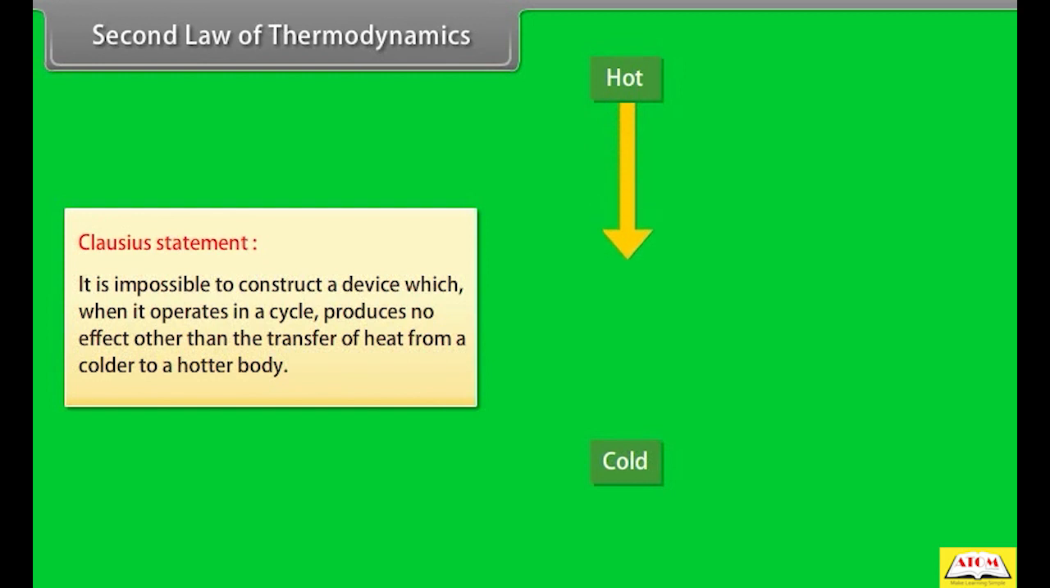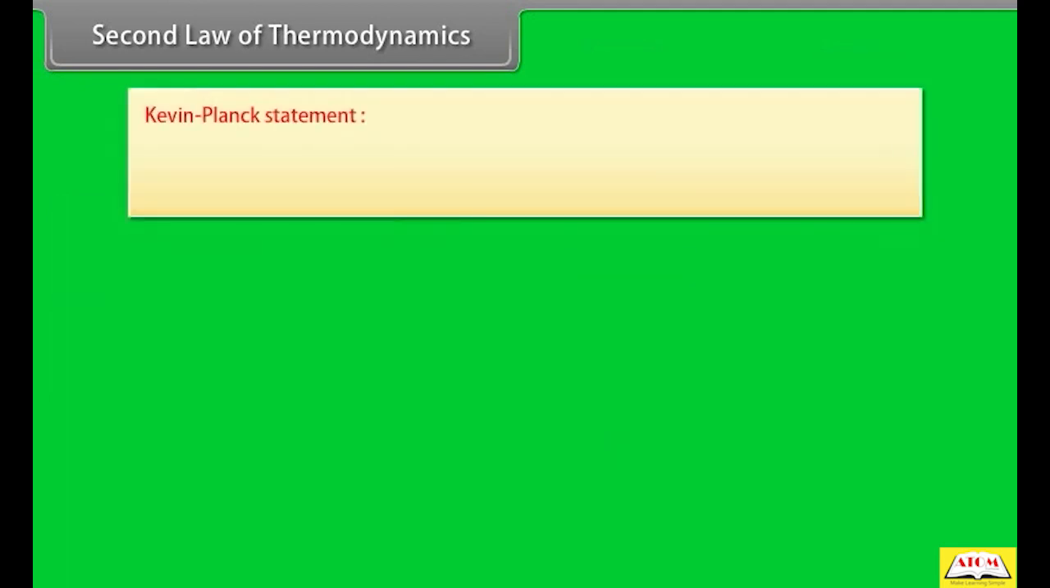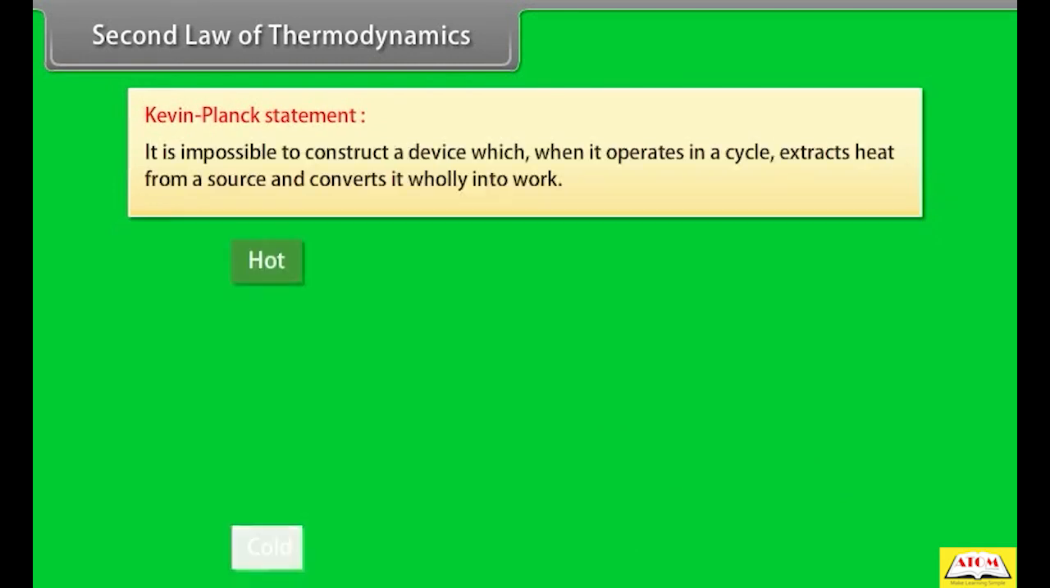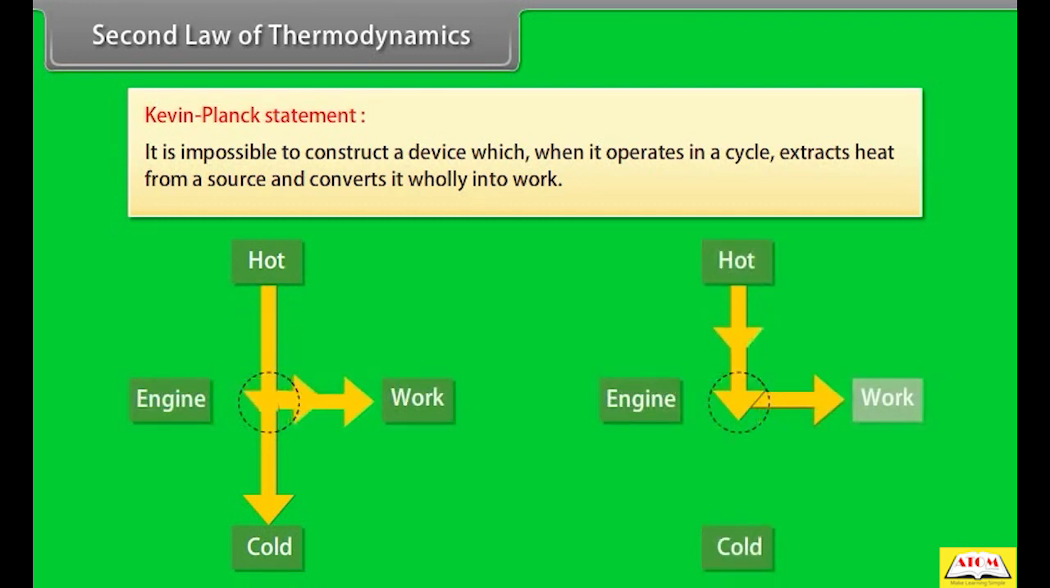It is impossible to construct a device which, when it operates in a cycle, produces no effect other than the transfer of heat from a colder to a hotter body. Kelvin-Planck statement: it is impossible to construct a device which, when it operates in a cycle, extracts heat from a source and converts it wholly into work.